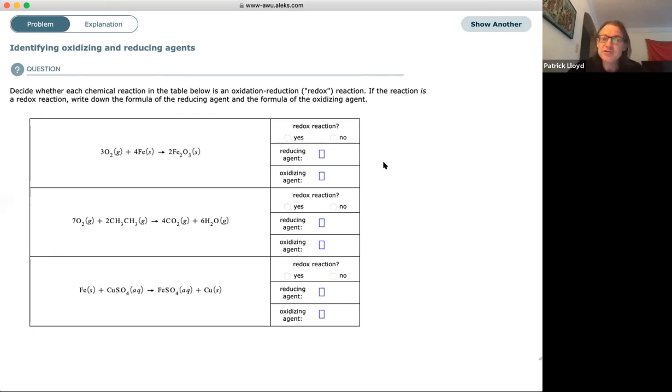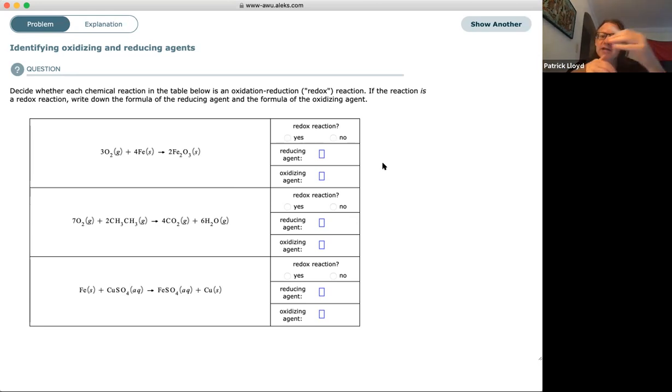Identifying oxidizing and reducing agents. So this one is a little tricky because of the language. It's actually a pretty simple problem, but the language can be confusing. The confusion is around the idea of calling something an agent, a reactant. An agent is a reactant. So when something is a reducing agent, that means it's reducing the other reactant. When something is reducing the other reactant, it itself is getting oxidized.